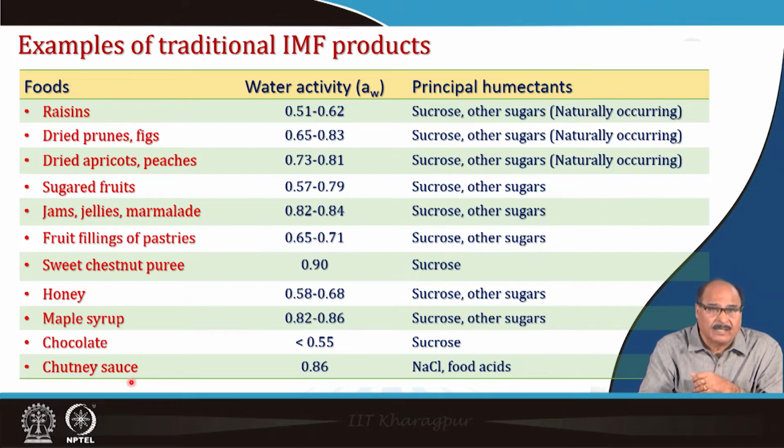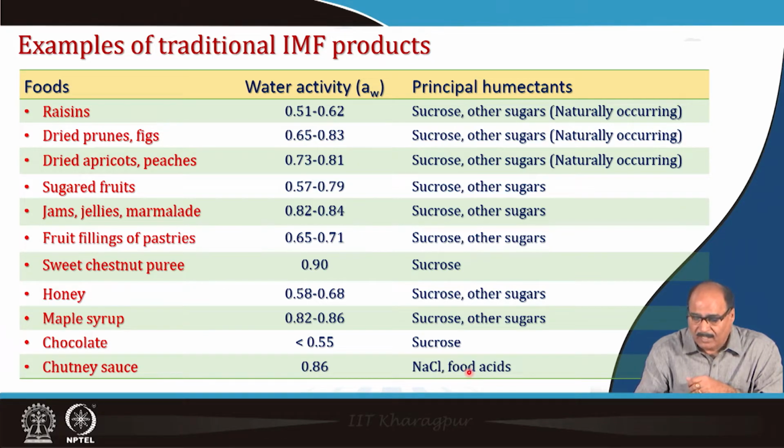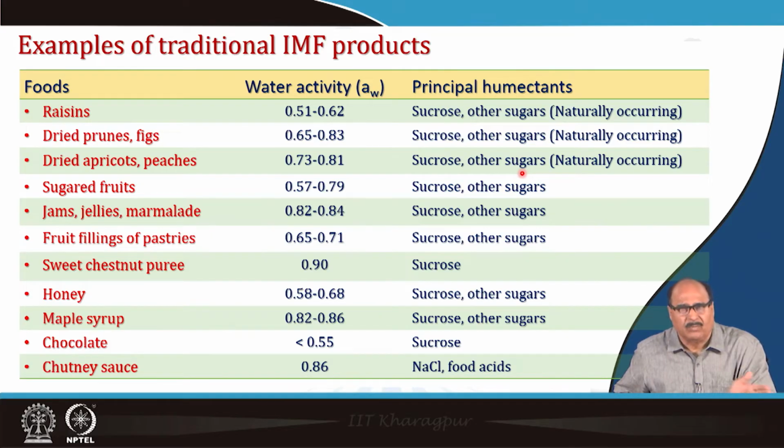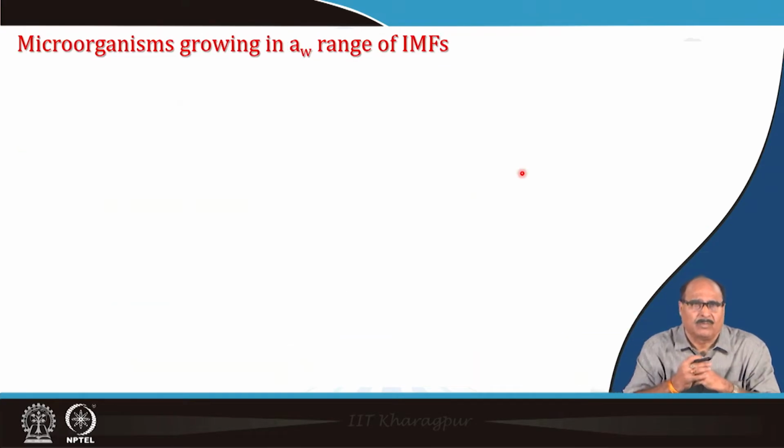Chutney sauce has a water activity of 0.86. Here sodium chloride or some food acids are used. In dried apricots or peaches, water activity may be 0.73 to 0.81, and sucrose or other naturally occurring sugars can be used. So these are the examples. The list is further exhaustive, and you can find it in the literature.